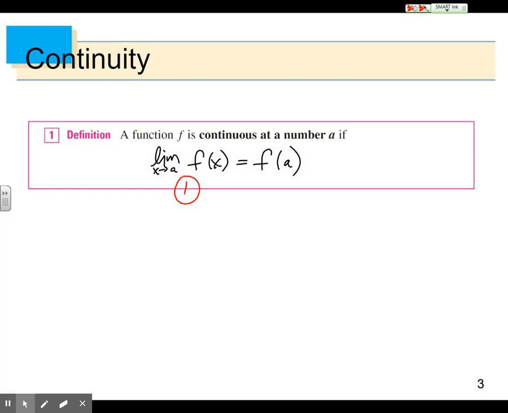Next, f of a right here. f of a has to be defined. It can't be a hole. It can't be an infinity there or a vertical asymptote.